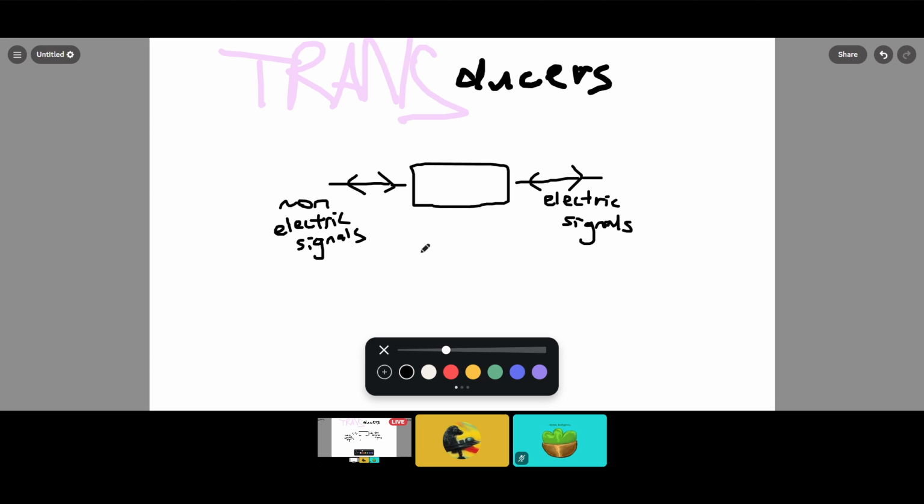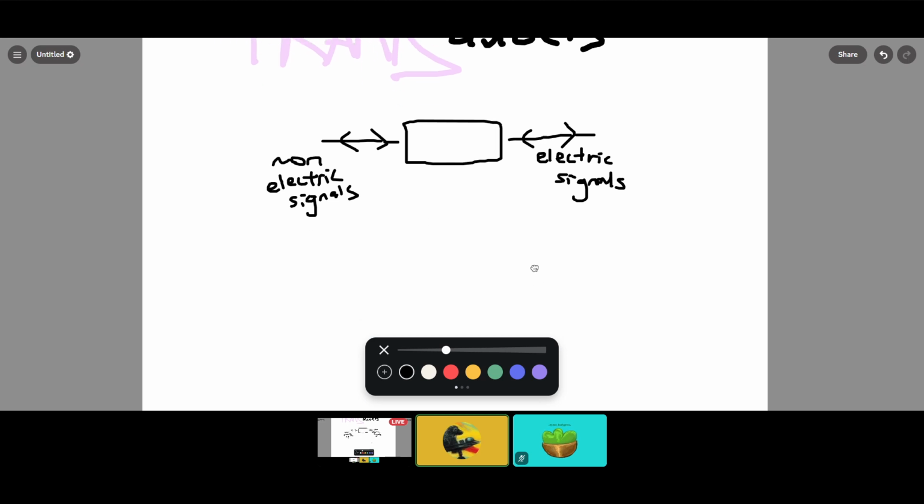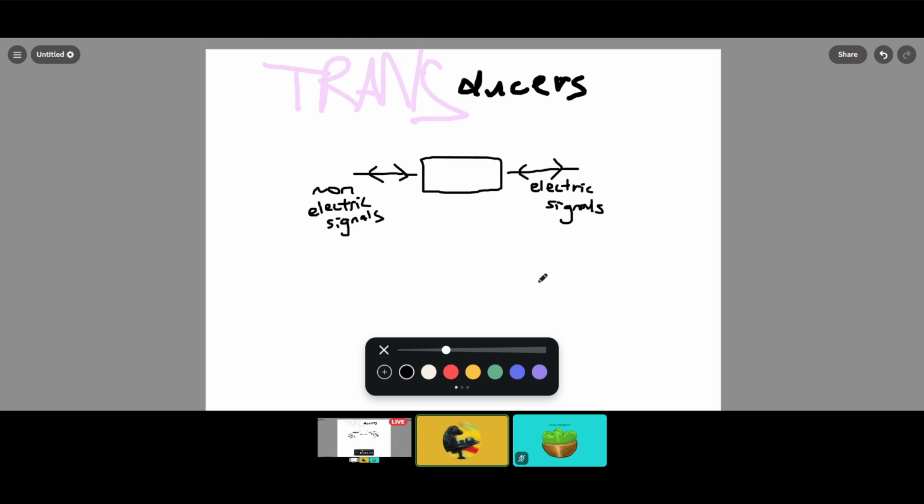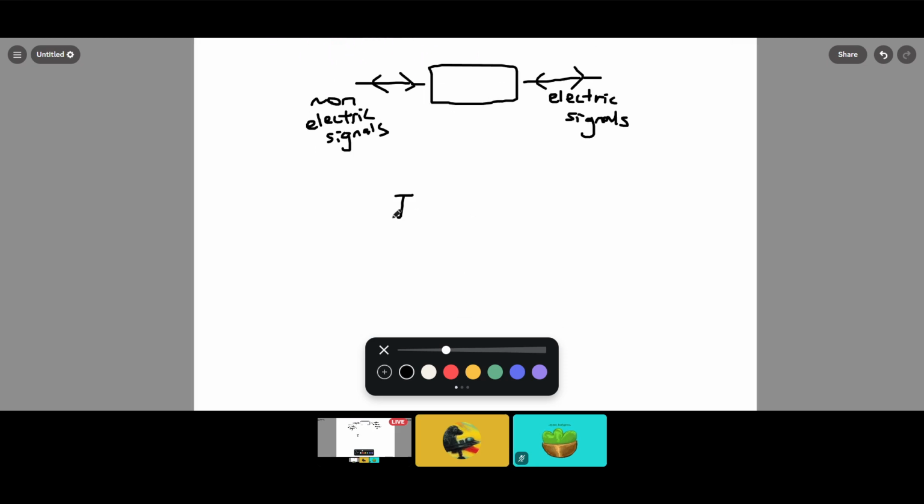Vice versa, input electric signals, output non-electric signals. For example, a buzzer. I put in power, and its output is not an electric signal. Its output is a physical quantity. Its output is sound. So based off this already, we can split transducers into two different groups: input transducers and output transducers. The only way they vary is what they produce and what they take in. I'm going to talk about input transducers now, and then next I'm going to talk about output transducers.